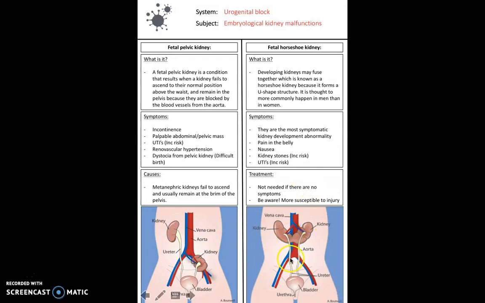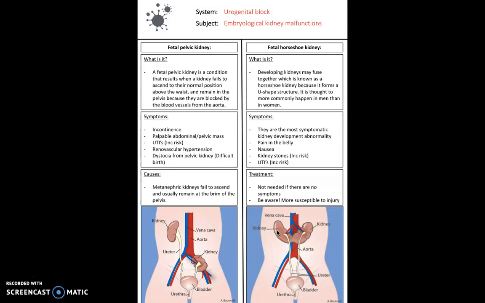A lot of the time, a horseshoe kidney in particular is asymptomatic. And this can be a problem because the patient might not even know they've got a horseshoe kidney until they're admitted into hospital for some other reason and they have a scan, and then find out they've got a horseshoe kidney. What's important with that is they need to be aware of it because they're more susceptible to injury, particularly in contact sports.